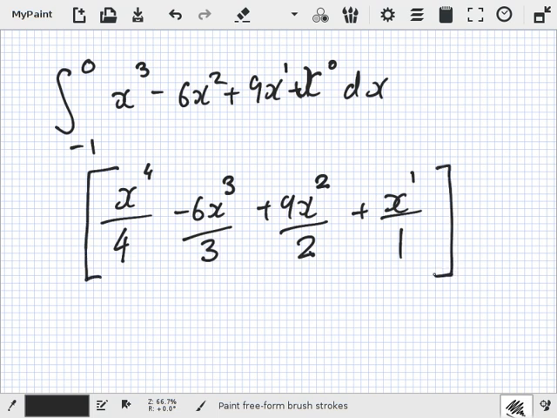Replace them. Now, which is the order? Which goes in first? The 0 or the minus 1? Yeah, the 0, and then what do you do with the two answers? Because you put the 0 in, you get an answer. You put the minus 1 in, you get an answer. And then what do you do with two answers?